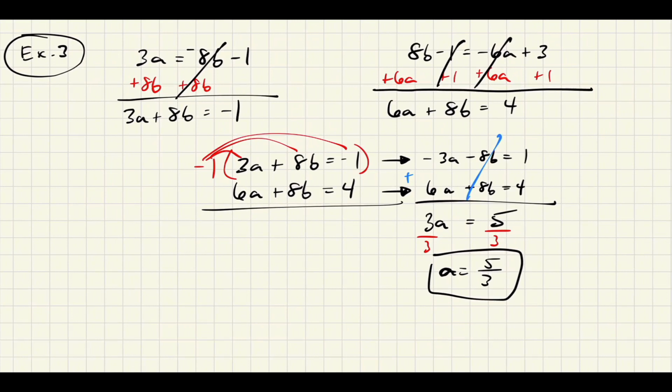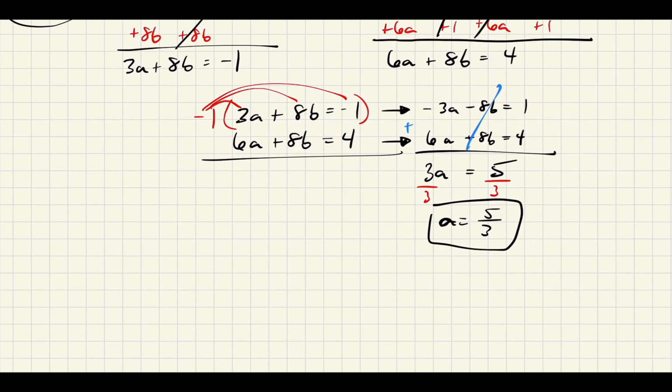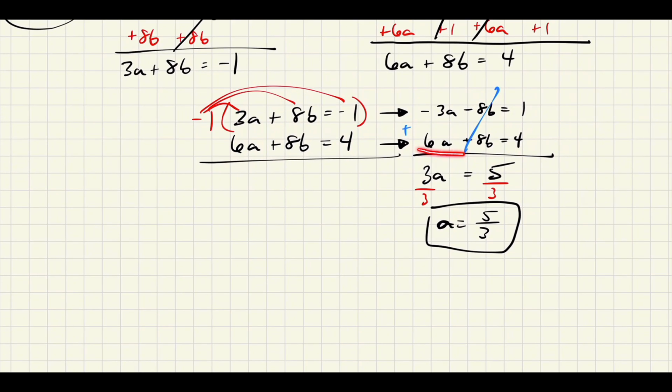Plug in 5/3 anywhere you see an A. Doesn't matter which way. I see A's everywhere. Pick one of them. You can pick the very first one we started with. You can pick the second one we started with. You can pick this guy or this guy. Doesn't matter which one. Plug in 5/3 for A. Okay? I'm going to pick this guy down here, which is the same as this guy down here. I'm going to choose these two because everything's positive there. So I'm going to plug in 5/3 for A.